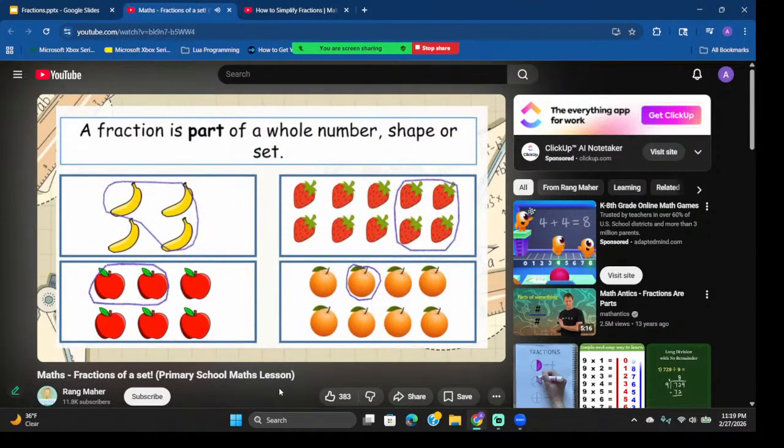Take a look at the sets of fruit down below. I have drawn a circle around a fraction of each set. Can you figure out what fraction of each fruit I have circled? Pause the video and write down the fraction of each set.